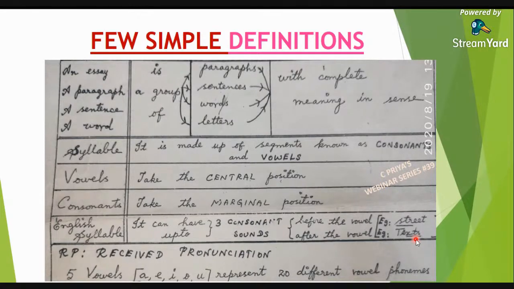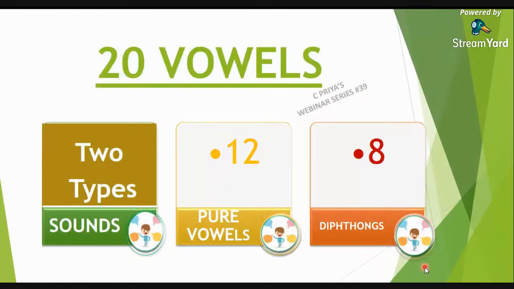The last is RP. It indicates the IPA. We call it IPA in linguistics, it is the received pronunciation, right? So we have five vowels A, E, I, O, U. They represent 20 different vowel phonemes. I told you already, phonemes are nothing but sounds. Okay. I hope this is clear.